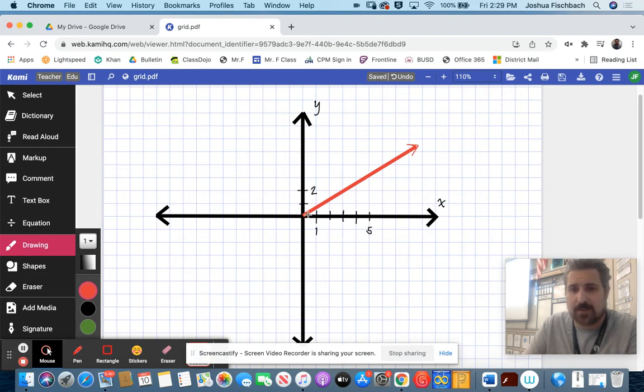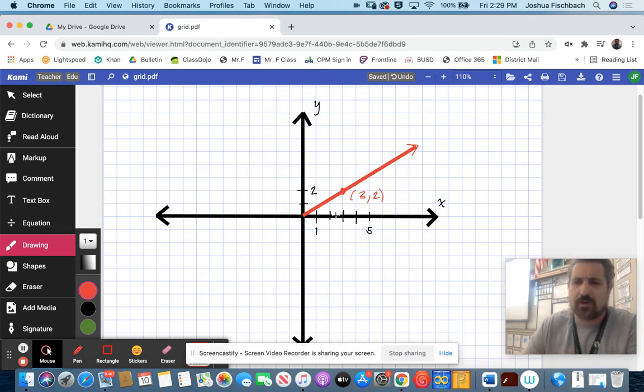Basically, I need to identify a point on this line. So I just follow the line until I get to a point that looks like I can identify it. It looks like that point right there is directly on the grid. And what is that point? Well, I look at my interval here. It's 1, 2, 3. So it looks like the x value is 3, and the y value is 2. So the ordered pair (3, 2) is that dot right there on the line.